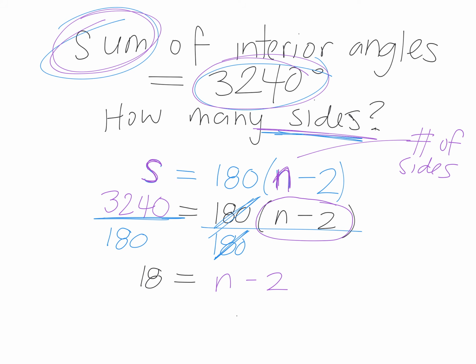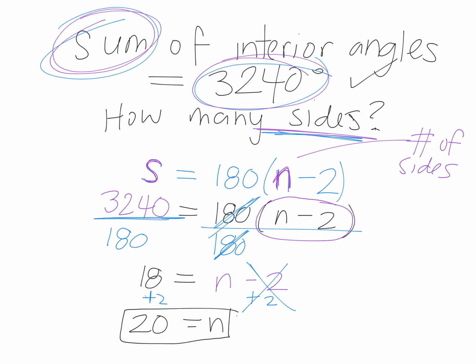What's the opposite of take away 2? If I add 2, does that get rid of this? Is that gone? Negative 2 plus 2? Yes, so what do I have to do to the left side? I have to add 2. What's 18 plus 2? N equals 20. So if the sum of the interior angles is 3,240, how many sides will that shape have? 20 sides.